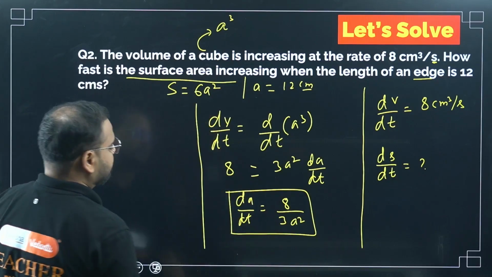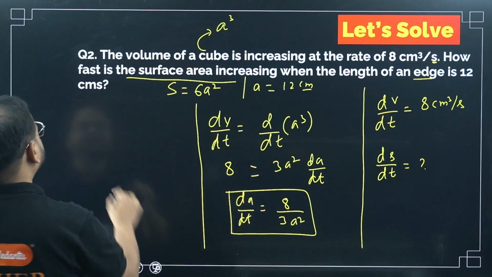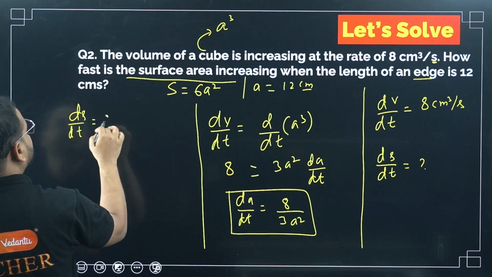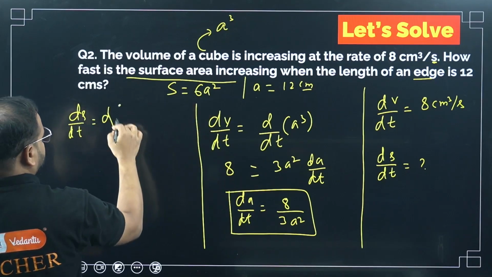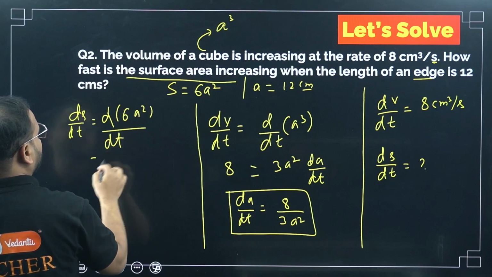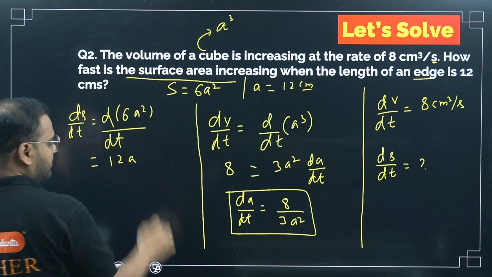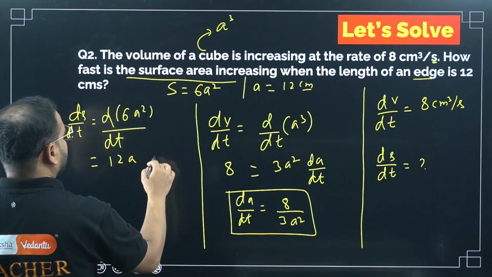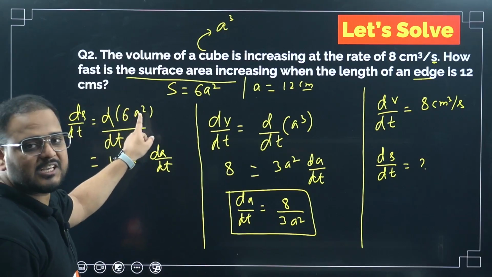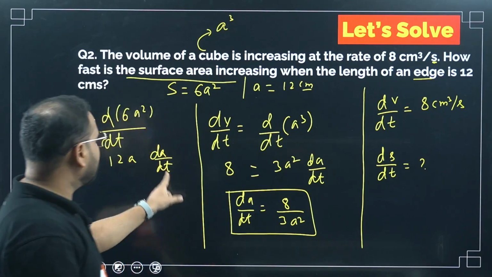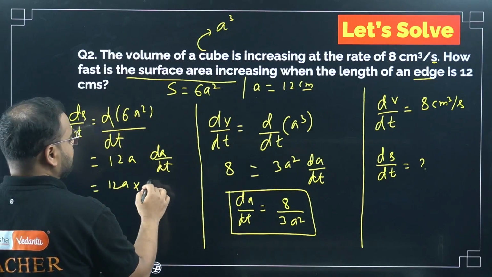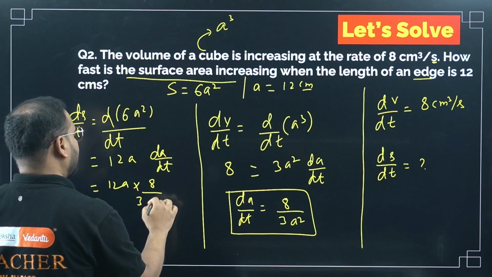Now next step, last step, find dS by dt. What is dS by dt? Tell me. So differentiation of 6a square. You said, sir, 6a square is the formula. So dS, how much is that going to be? 12a times what? dA by dt or not? First I did for 6a square, which is going to be 12a. dA by dt will be 8 by 3a square. So 12a times 8 by 3a square.